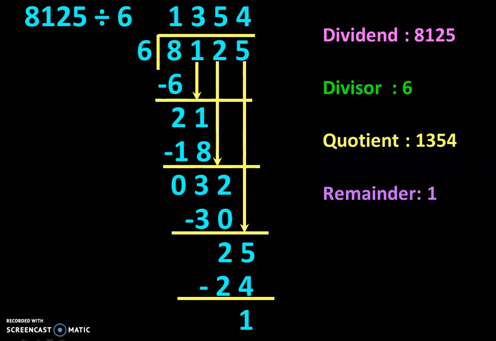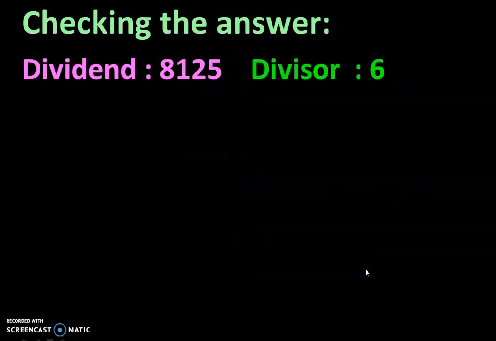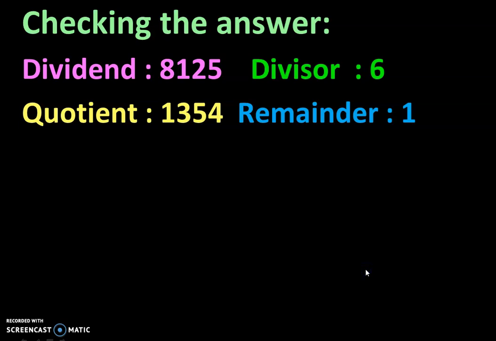Why I am copying all this is that I'm going to check my answer. Did I do this division sum correctly? Yes, let me check now. So checking the answer now. I have copied the dividend, divisor, quotient and remainder.